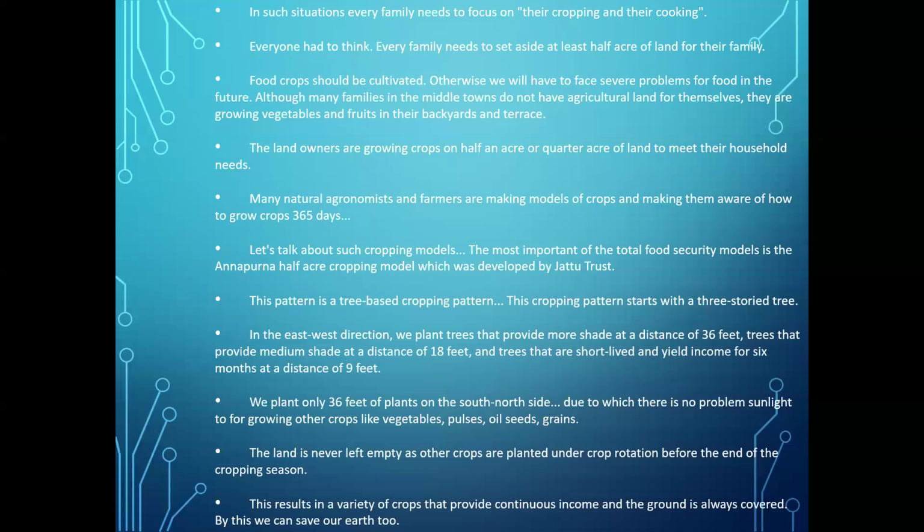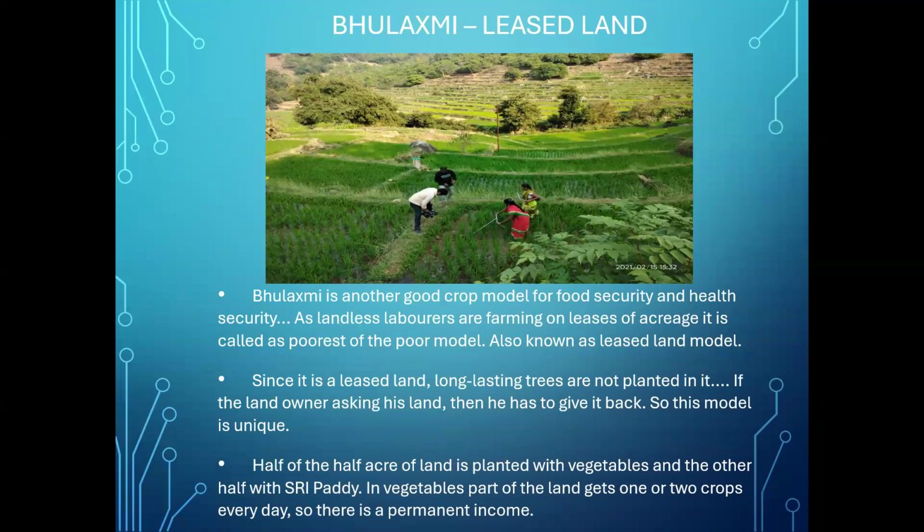Next, we are going to talk about Bhulakshmi, the leased land model. Bhulakshmi is another good crop model for food security and health security. As landless laborers are farming on leases of acreage, it is called the poorest of the poor model, also known as the leased land model. Since it is leased land, long-lasting trees are not planted in it. If the landowner asks for his land, then he has to give it back. So this model is unique.